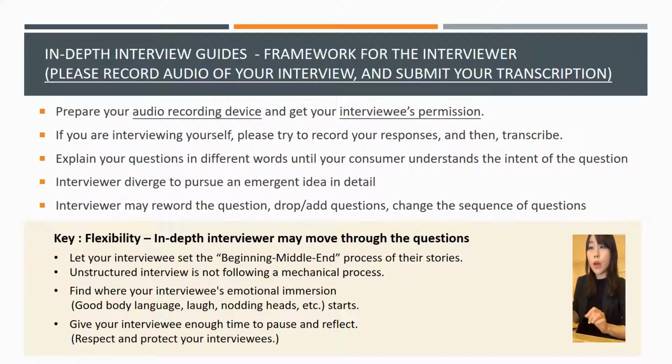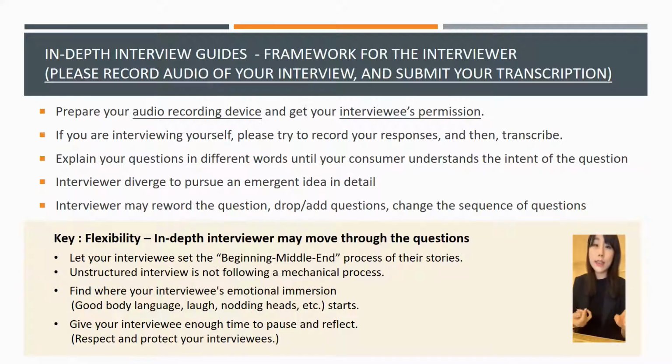All right, so you're going to make them feel comfortable, and then you're going to explain the intent of your study, what you're studying. Be honest and trustful in explaining what you want to study, and then you're going to ask your first question. You will diverge to pursue an emergent idea in detail. Diverge means you can move away. You can move this way and that way.